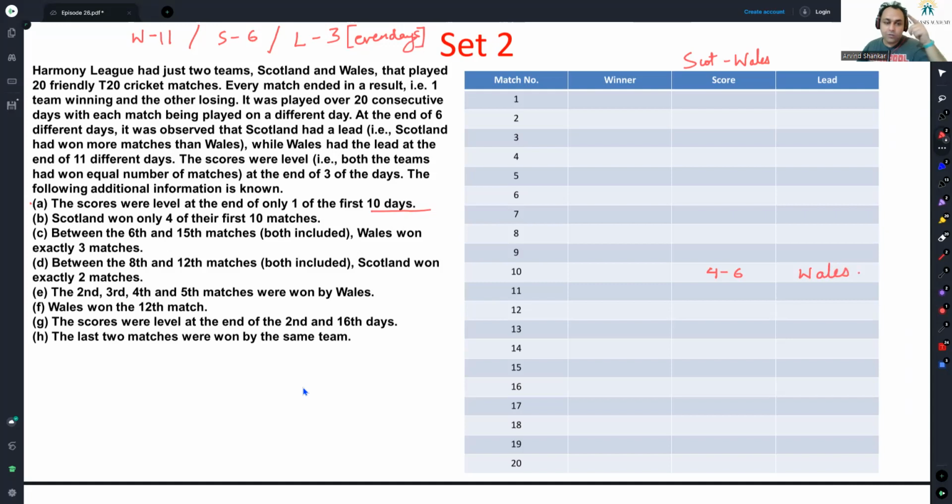Additionally, regardless of what happened in the prior match and regardless of what happens in the subsequent match, can you see in the prior match, at the end of match 9, the scoreline was either 3-6 or 4-5. In either case, the lead was with Wales. After the 11th match, the scoreline was either 4-7 or 5-6. Can I state with confidence, regardless of what the scoreline was, the lead was definitely with Wales. These things I can infer from point B. Let us get to point C.